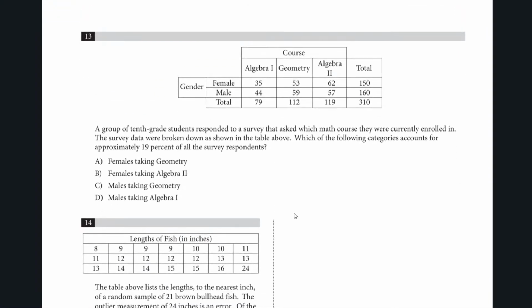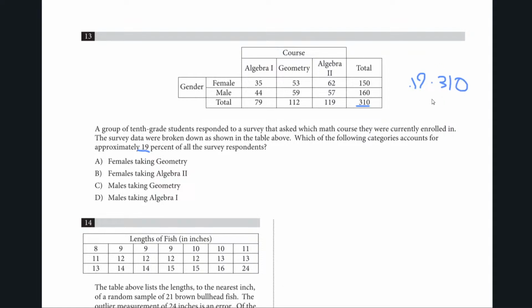A group of 10th grade students responded to a survey that asked which math course they were currently enrolled in. The survey data were broken down as shown in the table above. Which of the following categories accounts for approximately 19% of all the survey respondents? So there's 310 in total. So 19% of that would be 0.19 times 310.